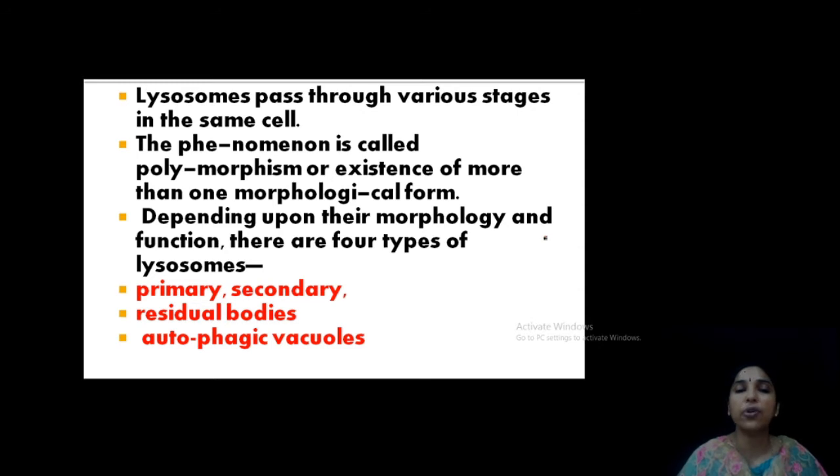Depending upon the morphology and function, 4 types of lysosome are recognized. What are they? Primary lysosome, secondary lysosome, residual bodies, and autophagic vacuoles.